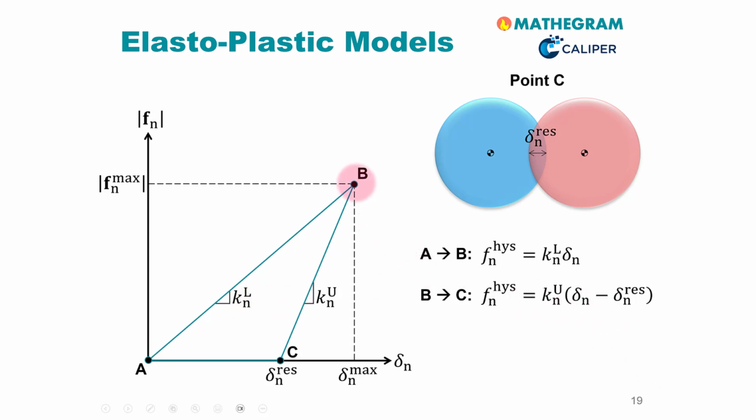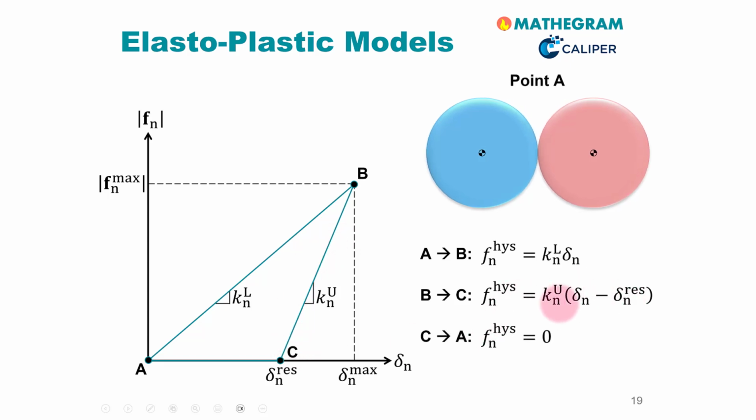To get the force from this line, from this point B to C, we need to take into account this residual overlap, delta n res, which is related to the maximum overlap, delta n max. The relation is simply that we take into account the trigonometric relationships in this triangle here. Important for you is that, of course, we need to know this delta n residual or the delta n max, because otherwise we cannot calculate this branch here.